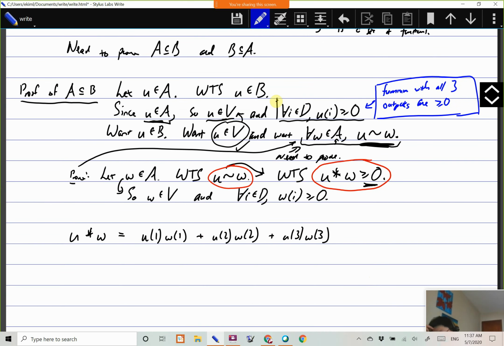Take a look at what we have up here. Over here we said that every output of U is bigger than or equal to 0. For all i in 1, 2, 3, this D, remember, was 1, 2, 3, U of i is greater than or equal to 0. So we're being told that U of 1 is bigger than or equal to 0, U of 2 is bigger than or equal to 0, and U of 3 is bigger than or equal to 0.